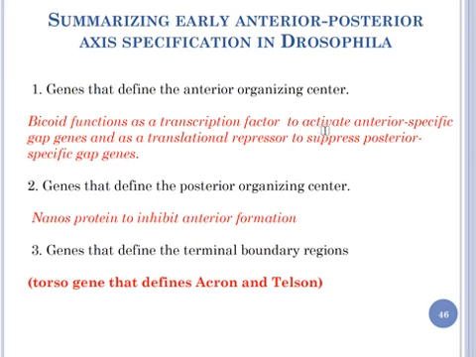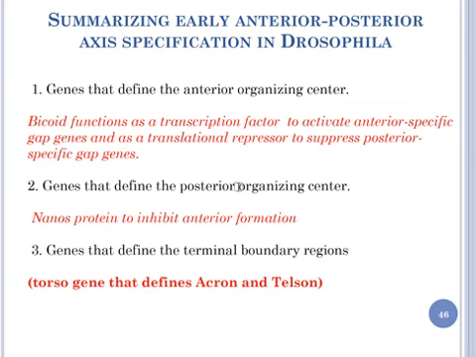So if we summarize what we explained until now in this chapter, we have seen genes that define the anterior organizing center. What is the anterior organizing center? They are the genes that will define the anterior domain, like bicoid, for example, that will activate the gap genes. And usually in the anterior domain, the anterior determinants like bicoid will repress the expression of posterior specific gap genes anteriorly. It will only allow the anterior gap genes to be expressed.